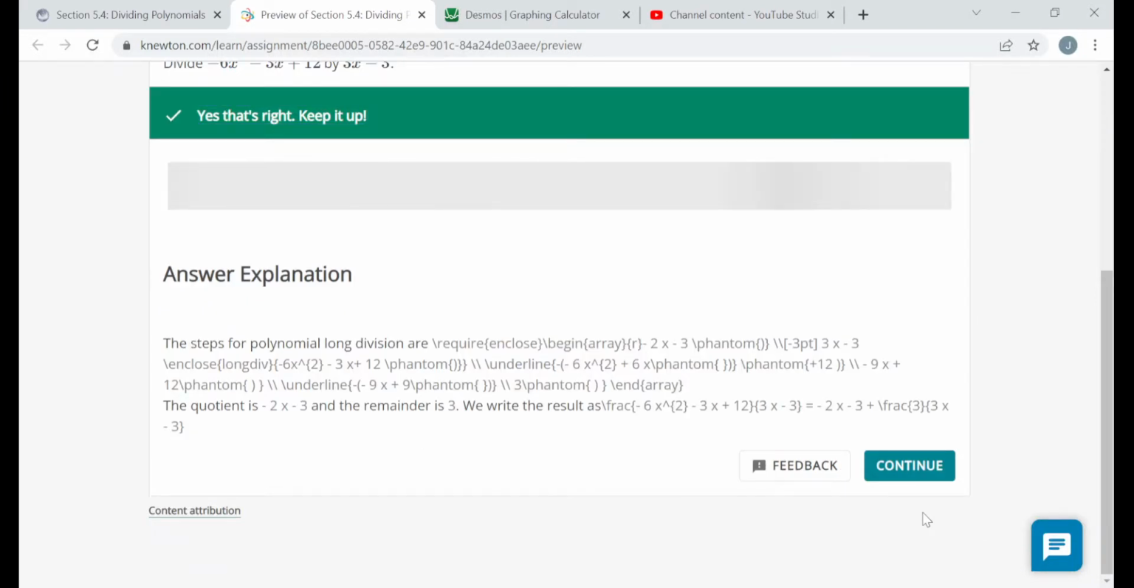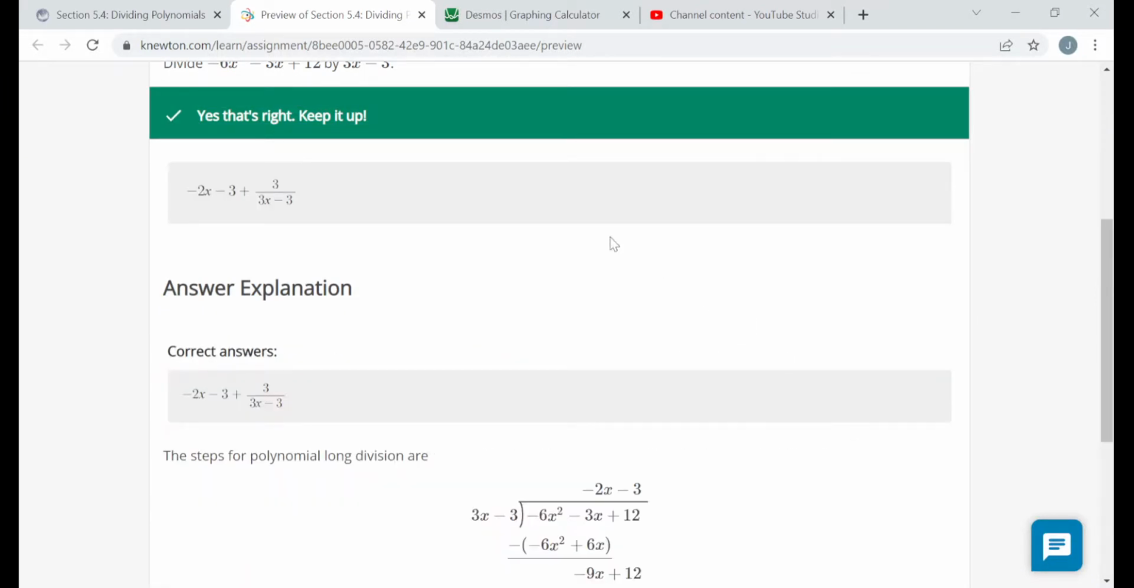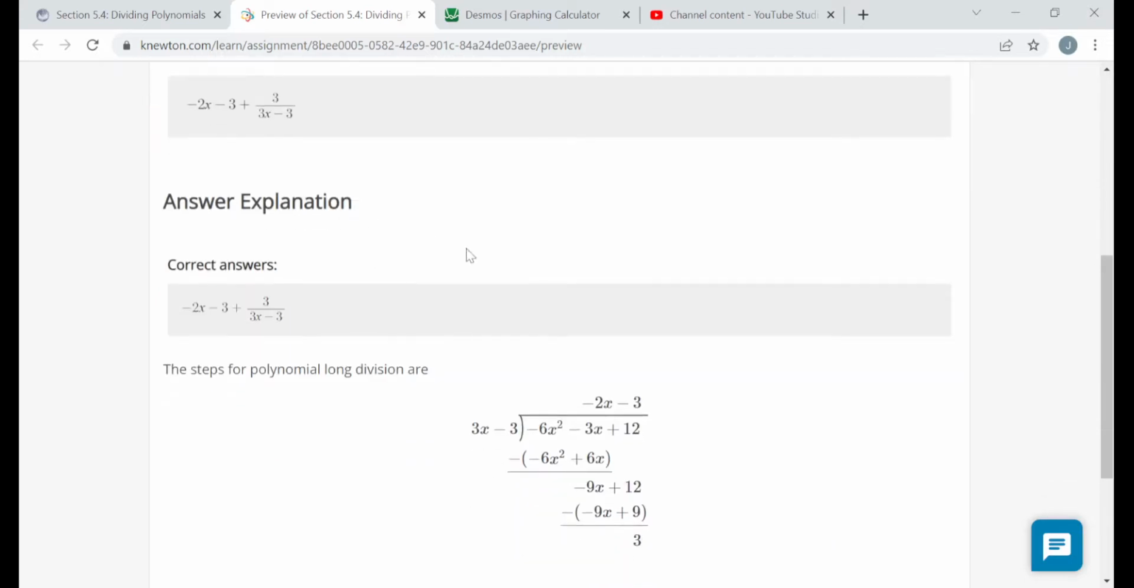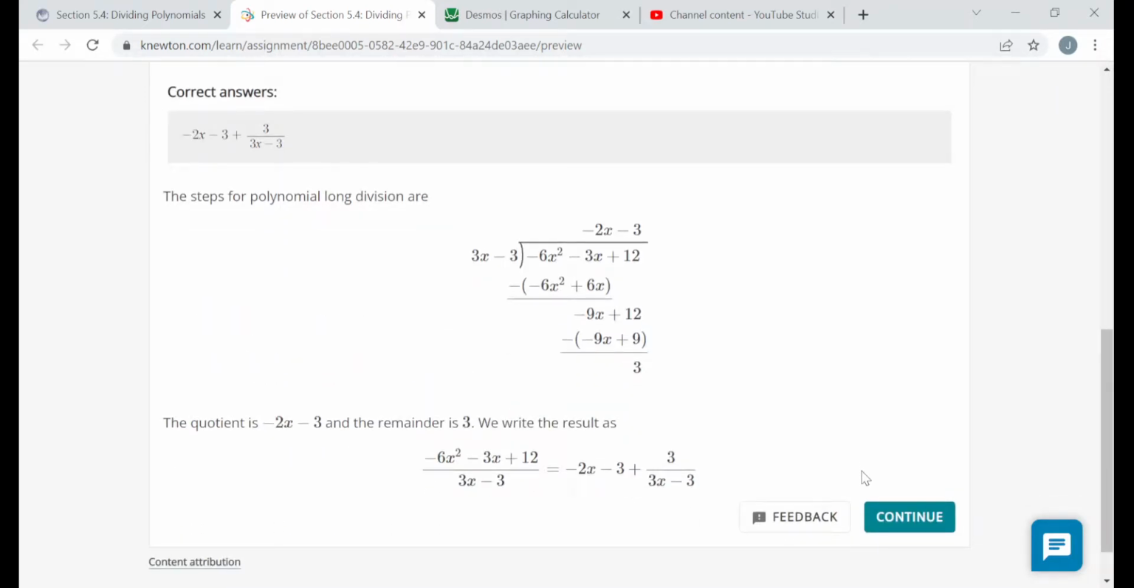Great. And after every answer submission, you should be told whether you're right or wrong, and given some sort of answer explanation. Please read through the answer explanations. Just make sure you see why things were right, why things were wrong, and hopefully you can learn from your mistakes for future questions.